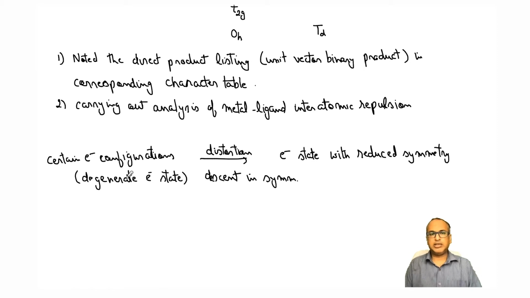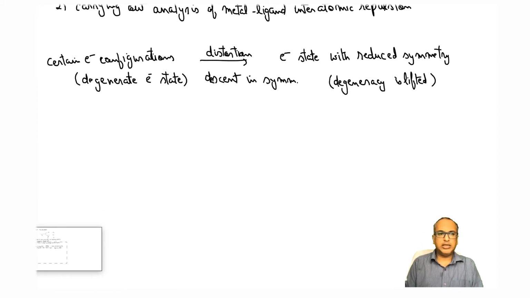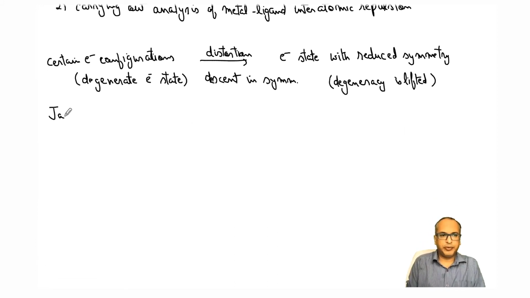And whenever there is a descent in symmetry, we have seen that in some cases a degenerate state can undergo a combination of non-degenerate states. So we can say, in other words, degeneracy is lifted, right? So one such distortion is called Jahn-Teller distortion. You must have studied this in your earlier classes, but we will look at it in more detail and with respect to the symmetry aspect.